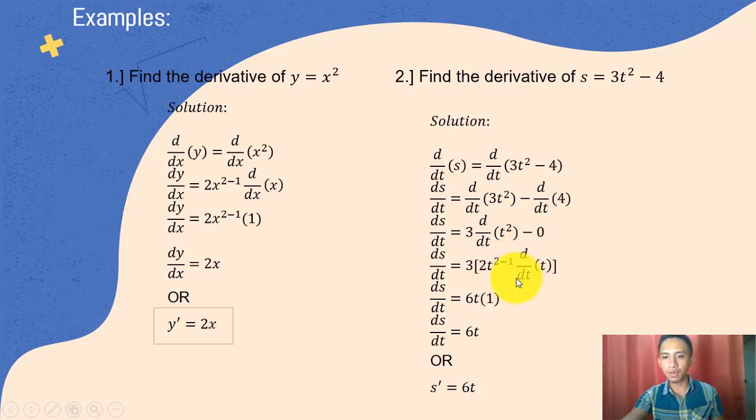Again, just like what happened, the derivative of t with respect to itself is 1. So, 2 minus 1 is still 1. So, 2 times 30 will be 60. Times 1 will still be 60. So, this is our answer in your 4-step differentiation. So, you can say that is ds/dt, or you can just say s prime. That means derivative. Okay? That is your answer.